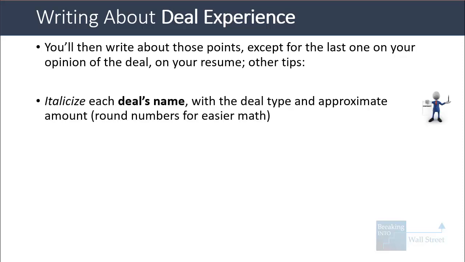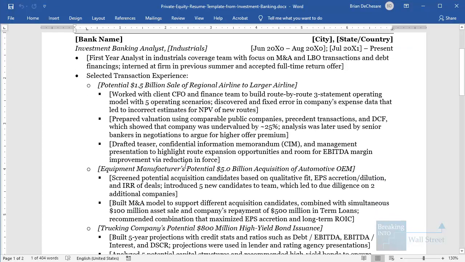But a few other tips for writing about your deal experience include: italicize each deal's name with the deal type and approximate amount. Use round numbers if possible. So if the deal has not yet been announced, don't list a purchase price of $1,437,000,000. Round it to 1.5 billion as we're doing here.